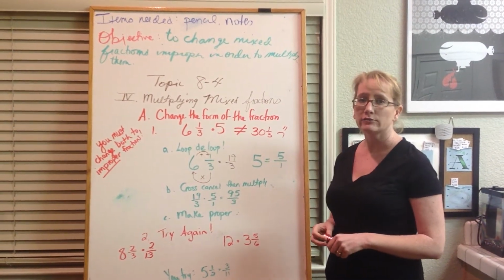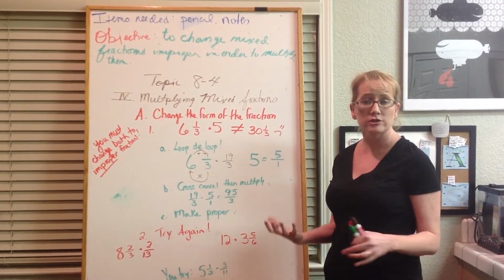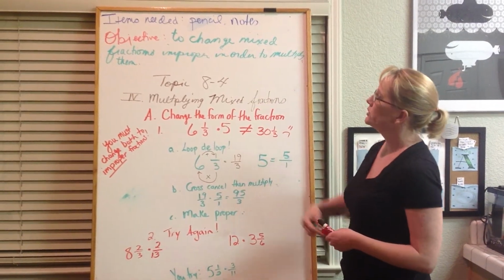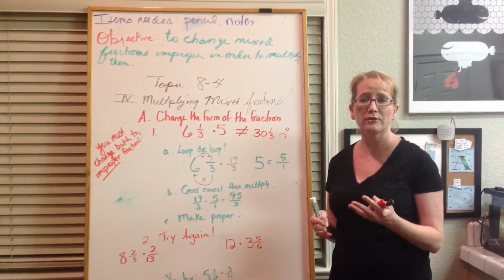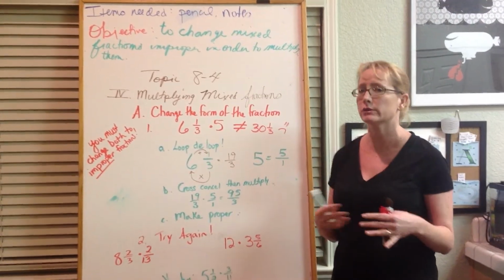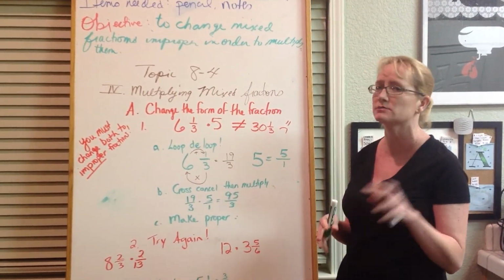We're going to be doing topic 8.4. That's where we multiply mixed fractions with each other. So you're going to need your pencil and your notes. Our goal is to change mixed fractions into improper fractions before we multiply them. You can't multiply mixed fractions. It doesn't work right, and I'll explain that in a minute.